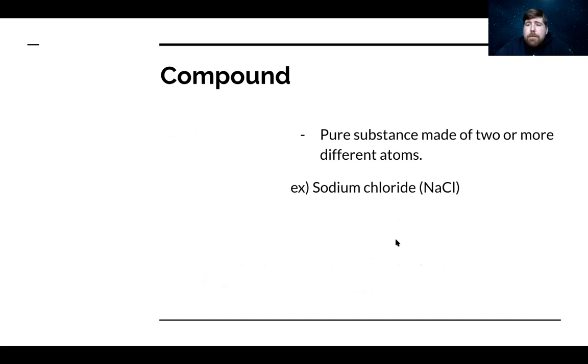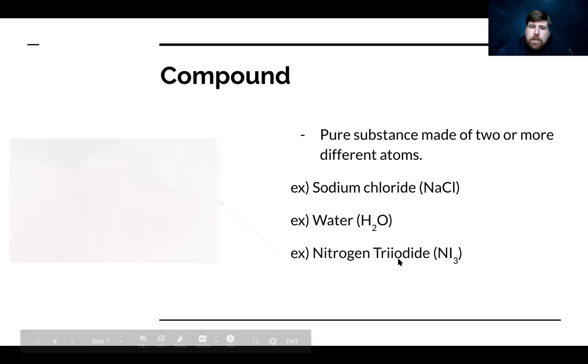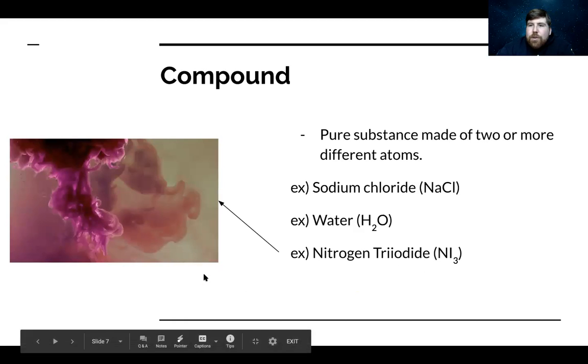So it contains an atom of sodium and an atom of chlorine. Could be water. Water is a compound composed of hydrogen and oxygen. For every two hydrogens in the molecule, there's one oxygen. And one of my favorites is nitrogen triiodide, which is NI3. It's this contact explosive, which literally means that if you were to touch it, it goes off, and it produces this wonderful purple haze over the experimentation.